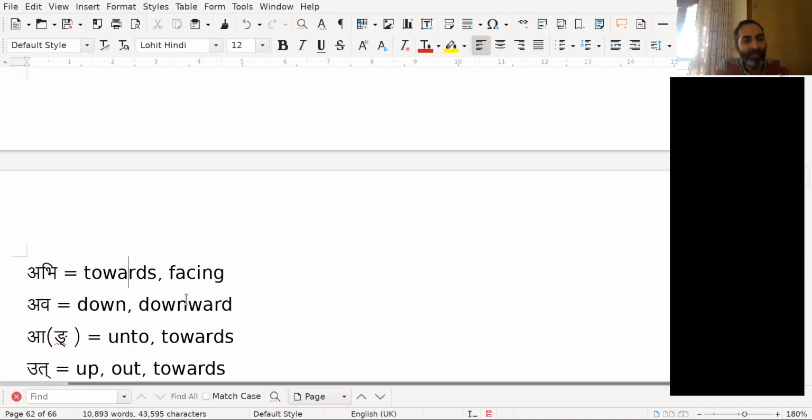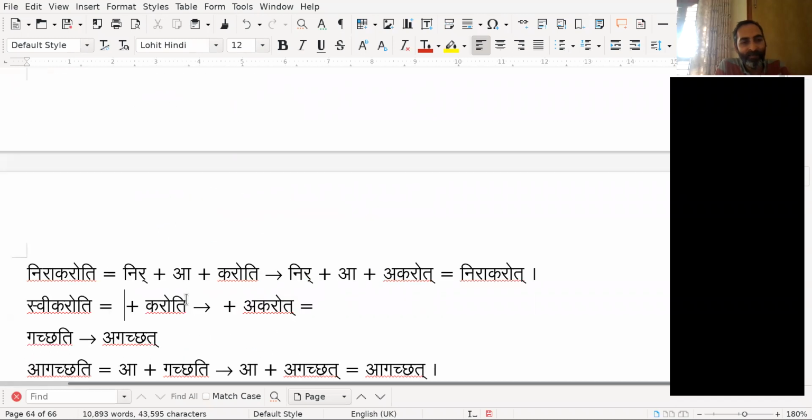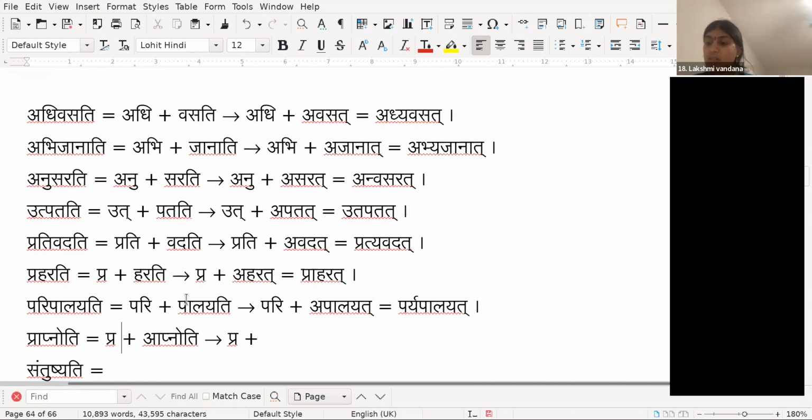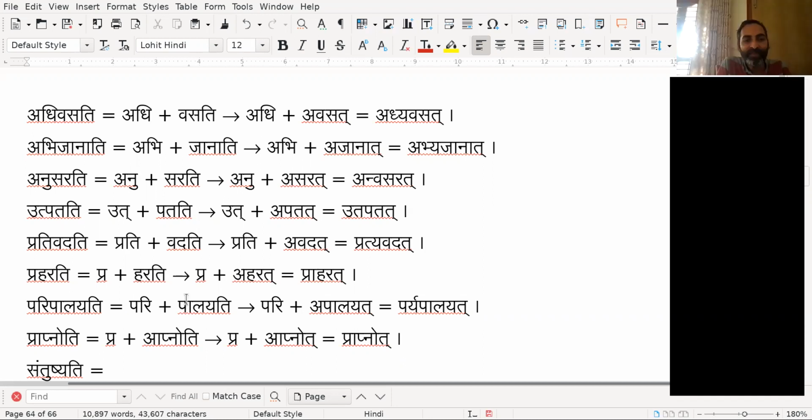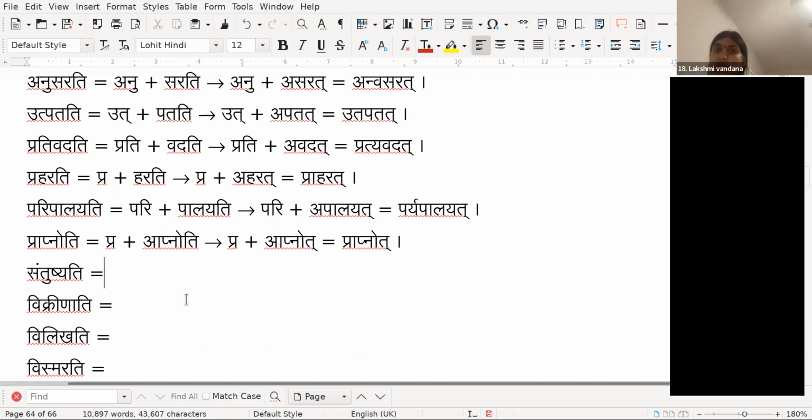Is it up or aap? Because up is also there, right? No, I think it is aap dhatu only. The dhatu is aap actually. So it will be pra plus apnot. Apnot. Correct. Pra plus apnot becomes prapnot. So a plus a is a. Apnot. Okay.